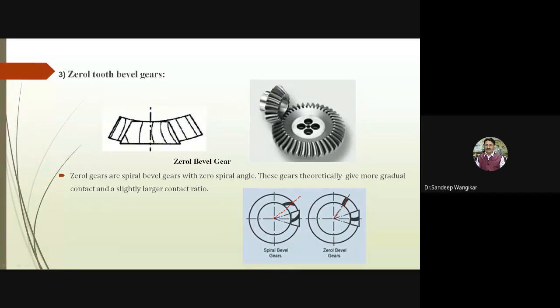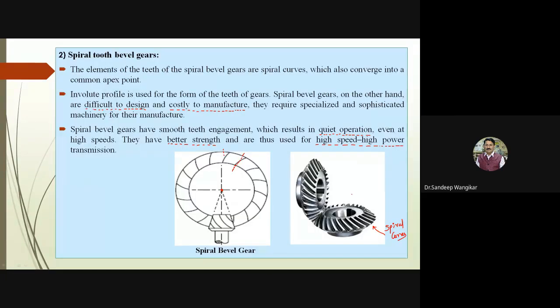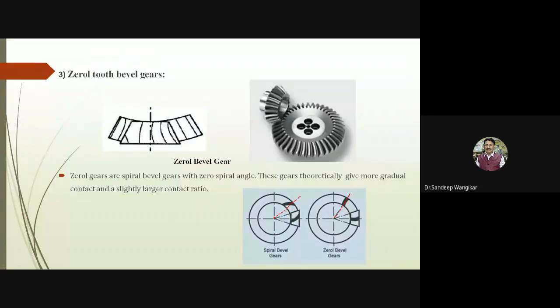Okay, so second case. The teeth are spiral only, no problem. The teeth are spiral, but the spiral angle is zero. Such gears are called Zerol bevel gears. In the earlier case, there is some spiral angle, as I have explained. If the spiral angle is zero and the teeth are curved, spiral only but the angle is zero, then we call that spiral gear a Zerol gear. So in one line you can say Zerol gears are nothing but spiral bevel gears with zero spiral angle. Only one line is sufficient for this explanation.